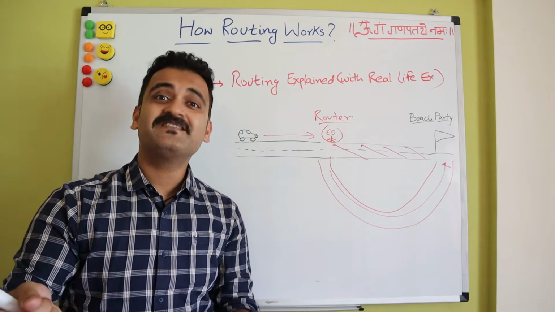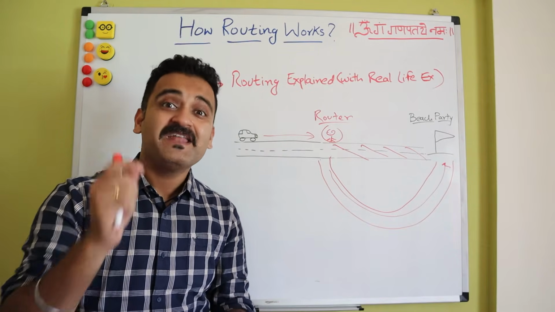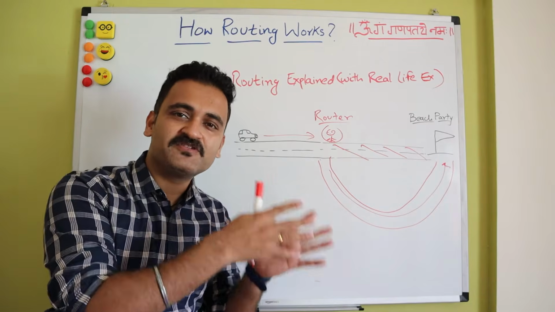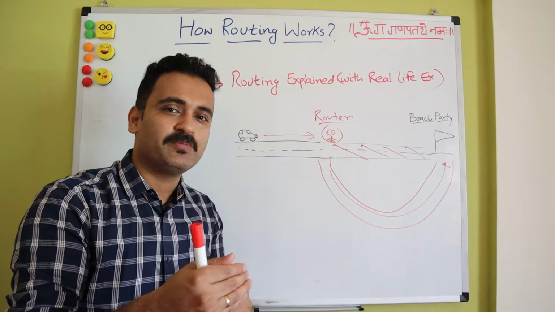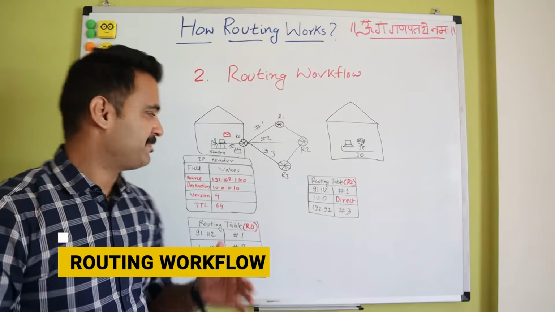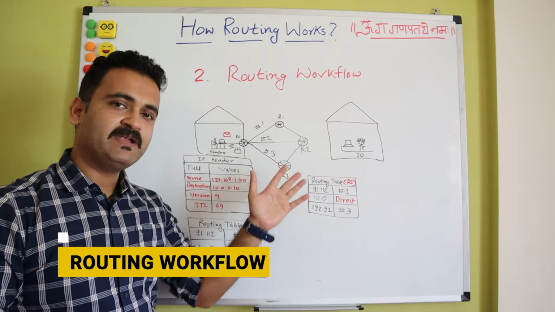Now let's understand the workflow in more detail and with a specific scenario where a person A sends an email to person B and how routing comes into picture. So let's take this step by step. Sandra wants to send an email to Joe.